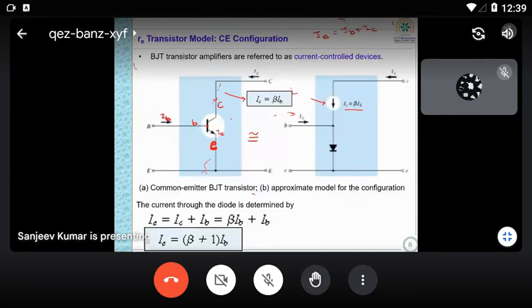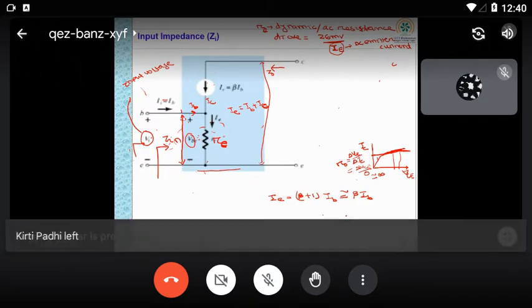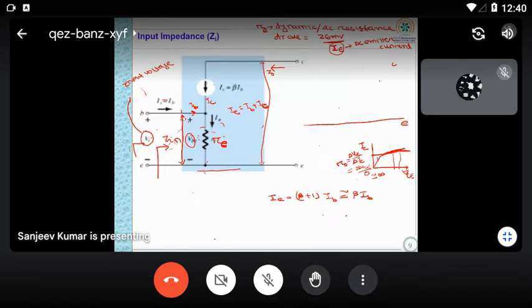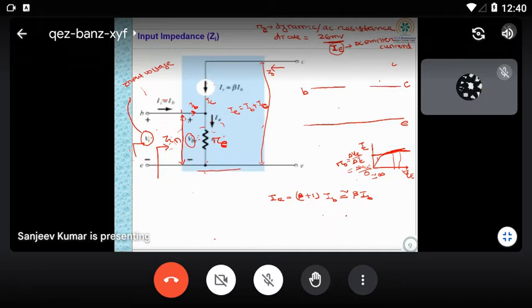Here I'm drawing. Now you have seen, this is the input network. Now, emitter is common, so I'm taking the emitter as this line. Now the input is IB. Now this is my base, and this is my collector. So I am taking this as the line. Now in between base, collector and emitter, because emitter I can take two lines.